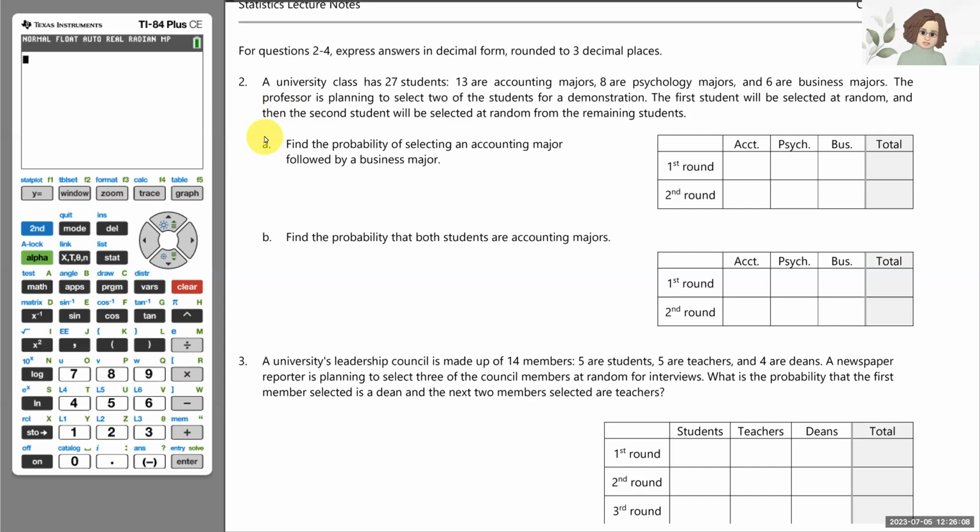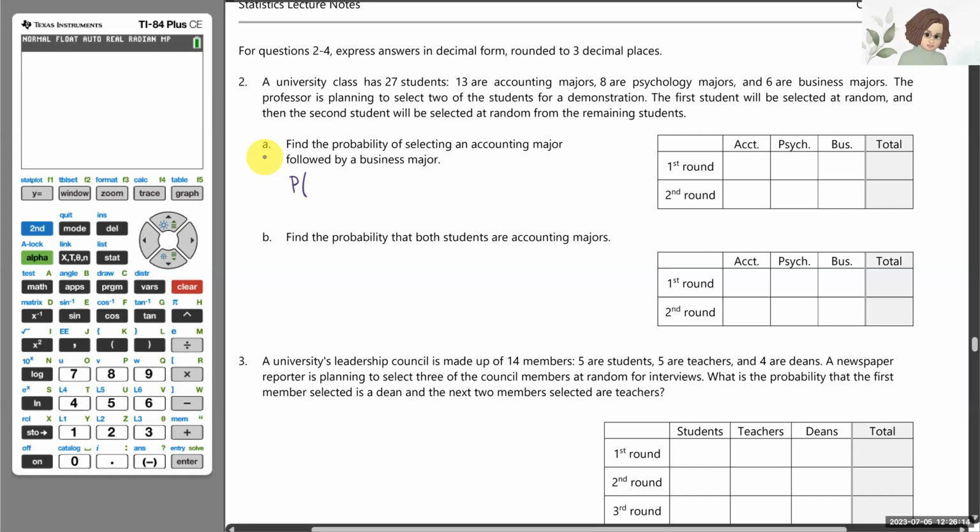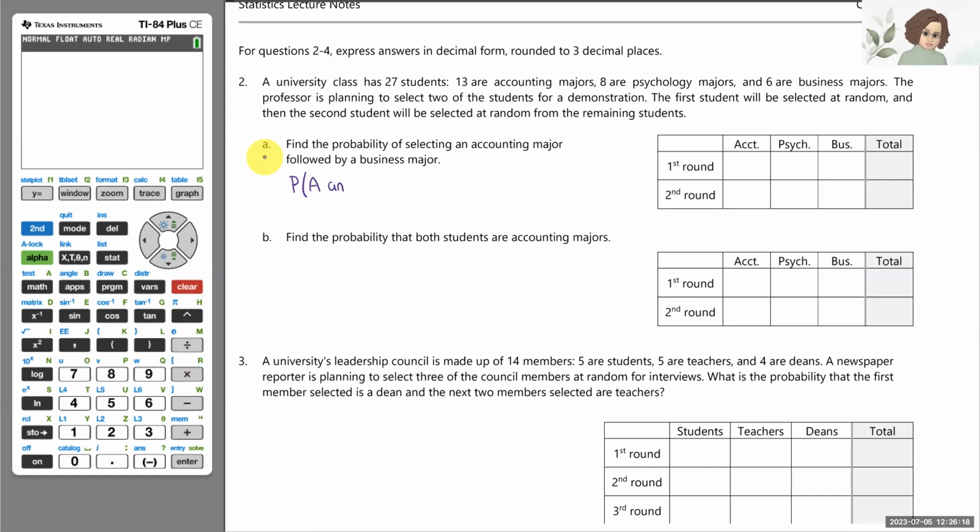Find the probability of selecting an accounting major followed by a business major. So let me write the question here. We want the probability of, we'll just do A for accounting, and then B for a business major. All right, so our formula for the multiplication rule, we take the probability of an accounting major times the probability of a business major, given that we picked the first student that was the accounting major.